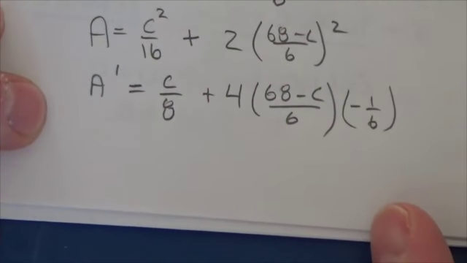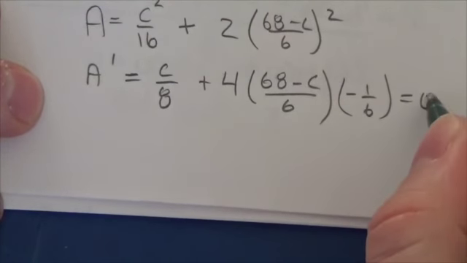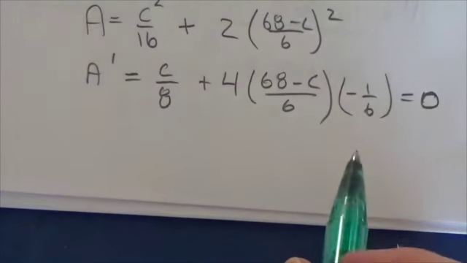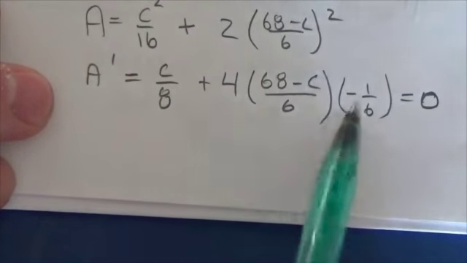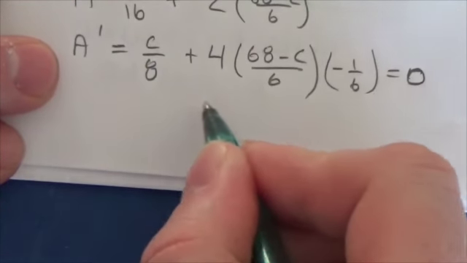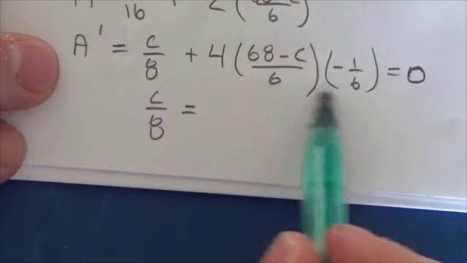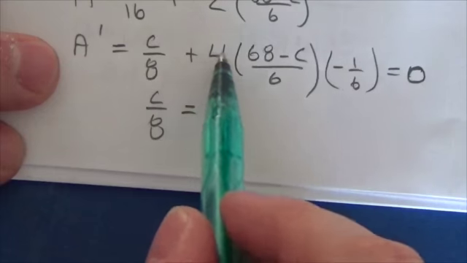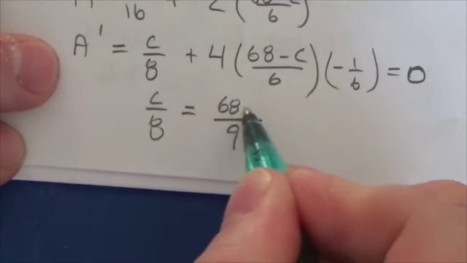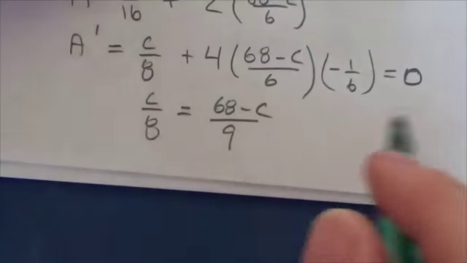Now, we all know what to do when we're optimizing. I'm going to set this equal to 0 and bring over that second term. That negative is going to make this whole term negative. So the expression I get is C over 8 equals, well, I've got a 6 times a 6 in the denominator with a 4 on top, so the denominator when I bring that over is going to be 9, and this will be 68 minus C, which is really just a wonderful little proportion. I'll cross multiply.